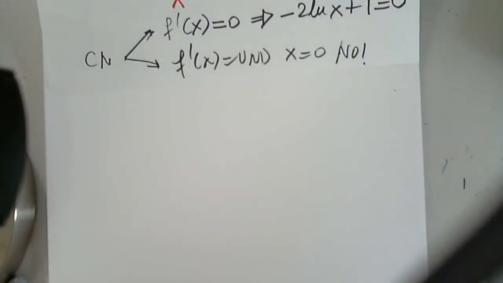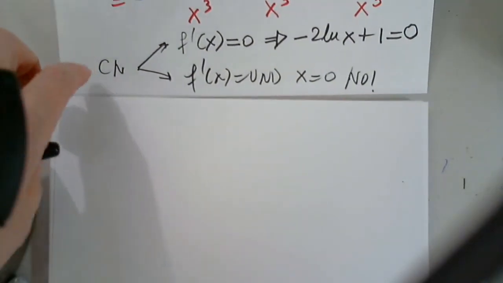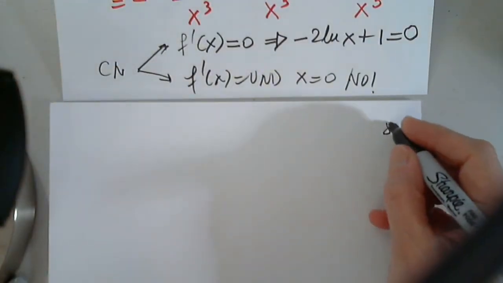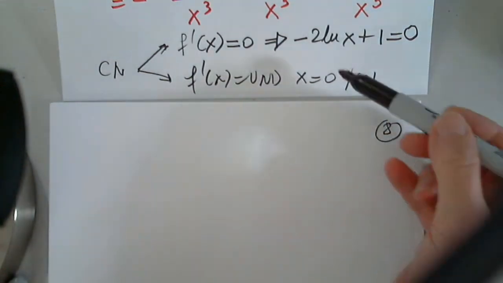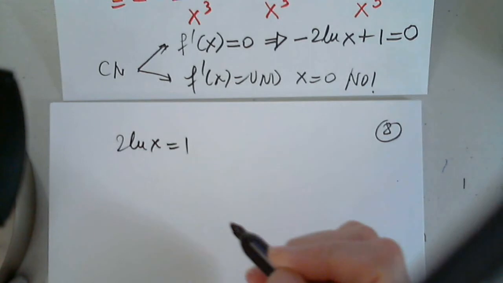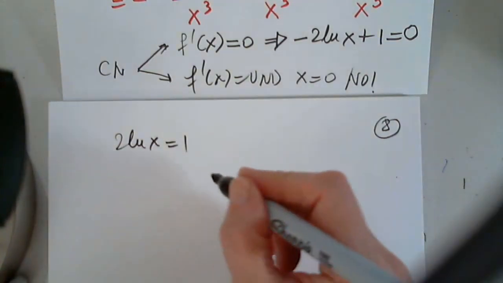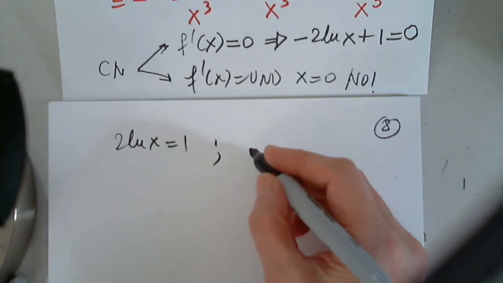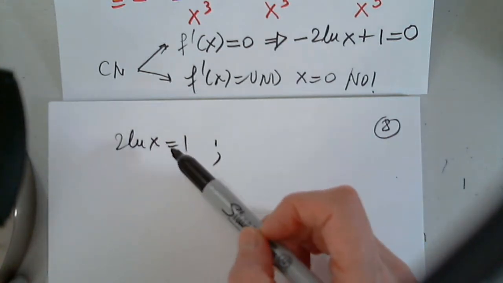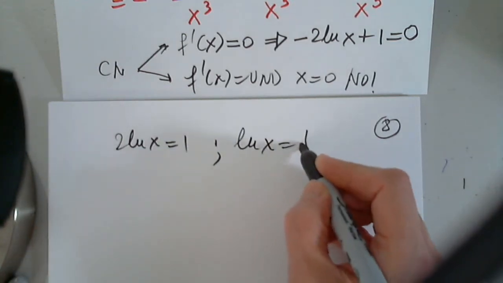Good. So I have 2 natural log x equals 1, because I can move it to the other side, it doesn't matter. 2 natural log x equals 1. Obviously, we have to do what first here? Divide by 2. Very good. Natural log x equals 1/2.